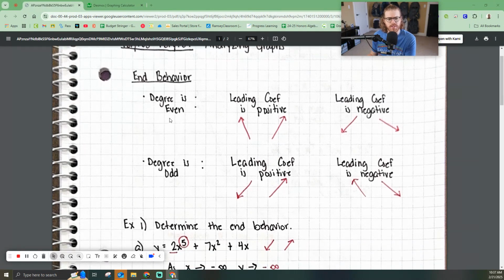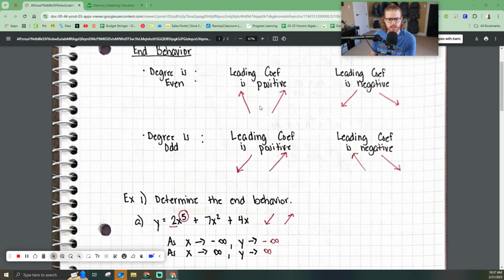So if the degree is even, meaning that the highest exponent is even, in this case it's odd if you look at my cursor, but if it's even, then you would use these behaviors. You'd look at the leading coefficient, and if it's positive, so the number in front, as you approach negative infinity, which I'll show you on a graph, it would be going up. And if you approach positive infinity, it would also be going up. Or if the leading coefficient was negative, then it would go down on both the left side and the right side of the graph.